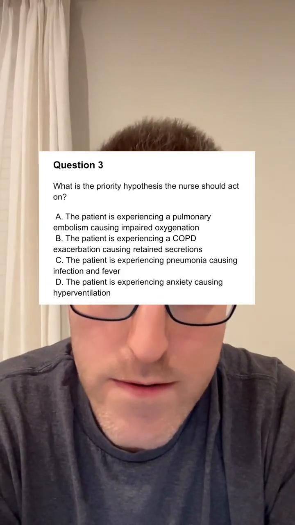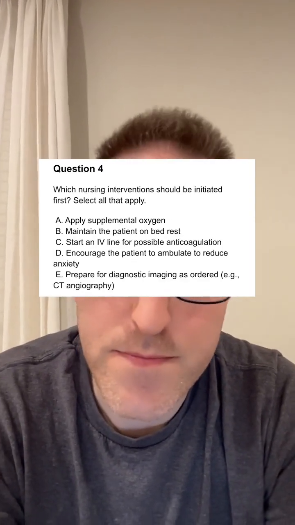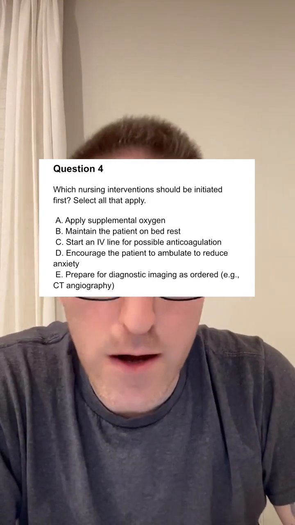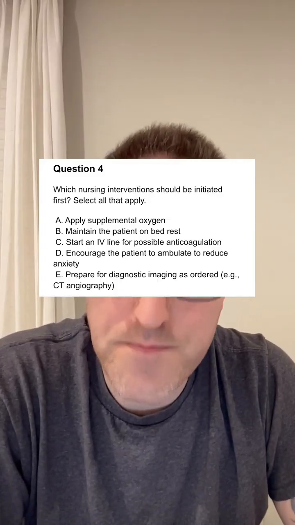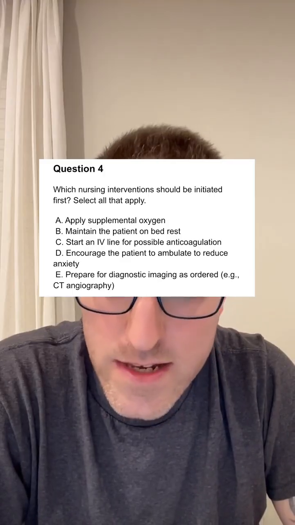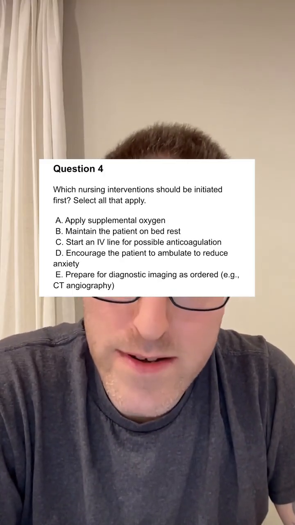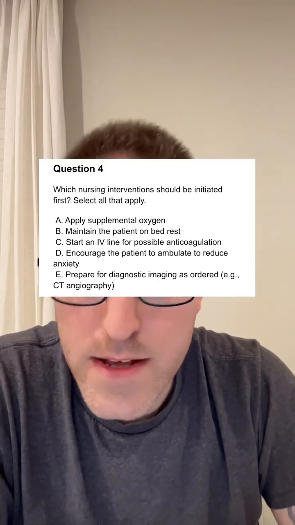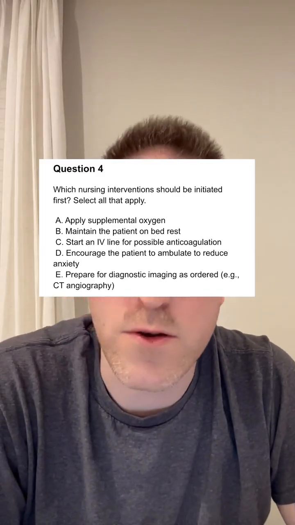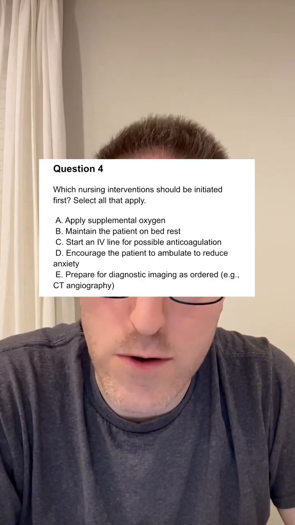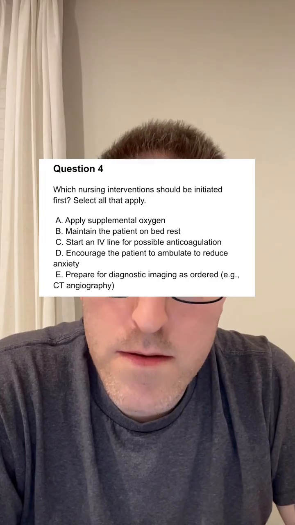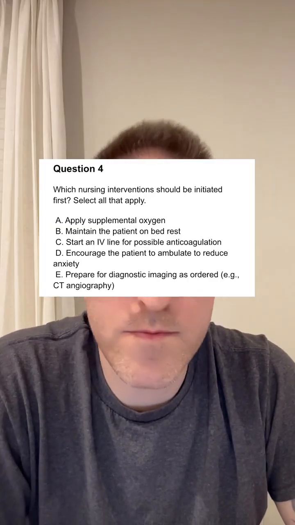Question 4 here in this case study. Which interventions should be initiated first? Select all that apply. If you guys are just joining, we are doing case study questions. This is the 4th question in a 6-question case study. So far, we're talking about a patient with a PE, a pulmonary embolism. So which interventions should be initiated first? Select all that apply.